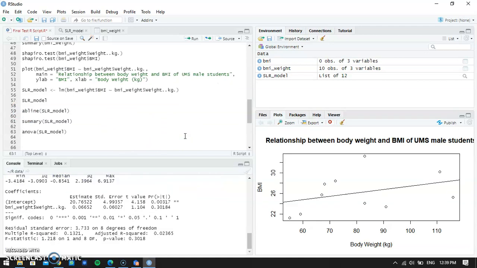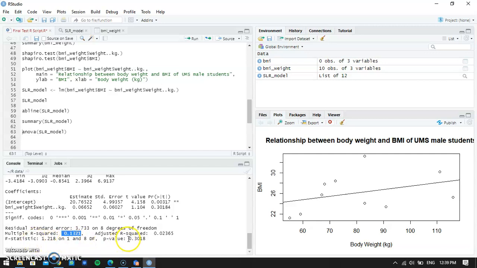Then I summarize my SLR model. My SLR model shows the estimated value, standard error, t-value, as well as the significant value for both the intercept and the regression coefficient. The R-square shows the percentage of variance explained by this model.